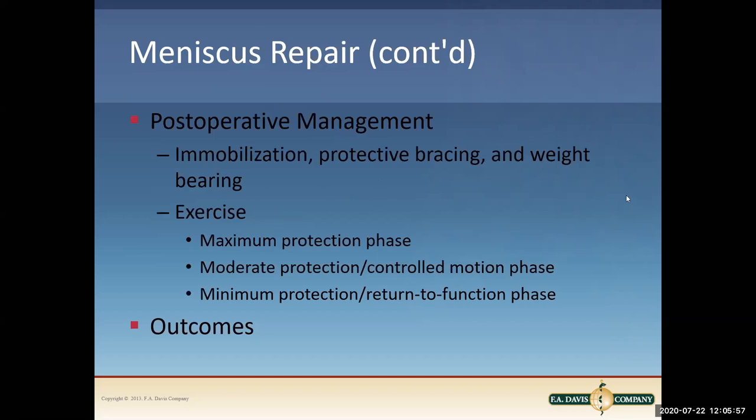Usually they're going to be braced for a minimum of 6 to 8 weeks, which is the standard. And then weight bearing and exercises: a lot of times with ACL repairs, PCL repairs, and meniscectomies, they're going to be limited in the motions they're allowed to do. They're not going to be allowed to do a lot of closed chain activities and a lot of squats, leg presses, stuff like that. They're going to be very, very limited in the amount of motion they're allowed.